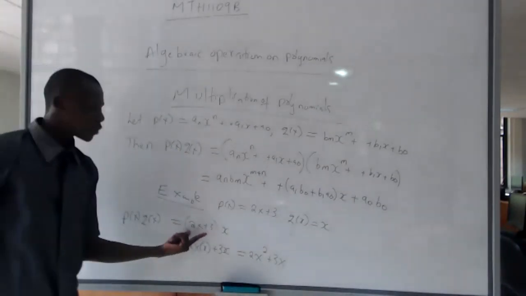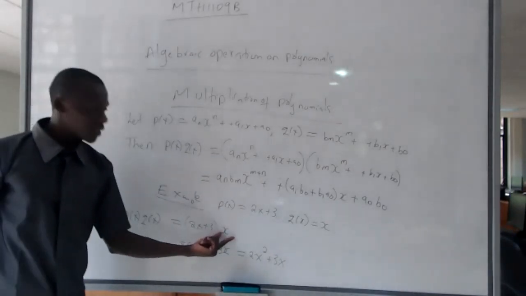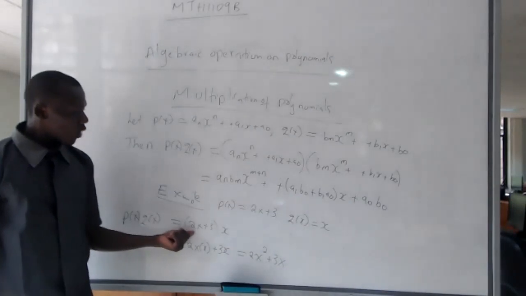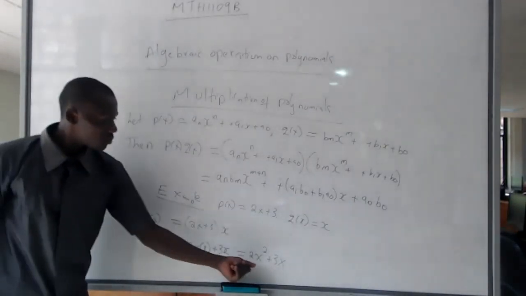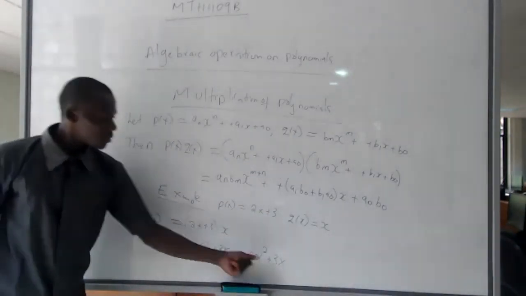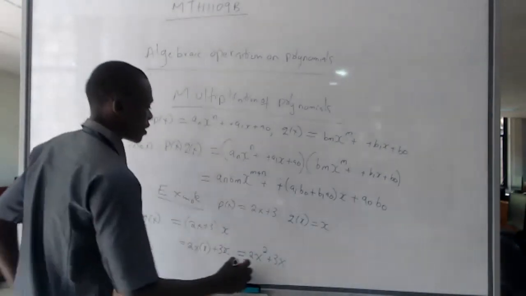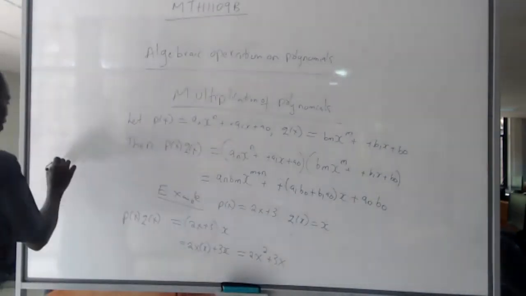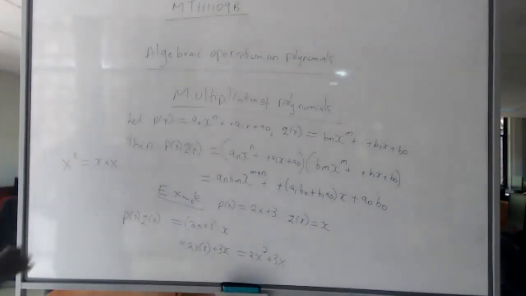So our first polynomial is 2x plus 3. Our second polynomial has only one term, x. So I will take the first term 2x multiplied by x. 2x times x gives me 2x squared. And then 3 times x is simply 3x. Of course, when I write x squared, I'm referring to x times x.